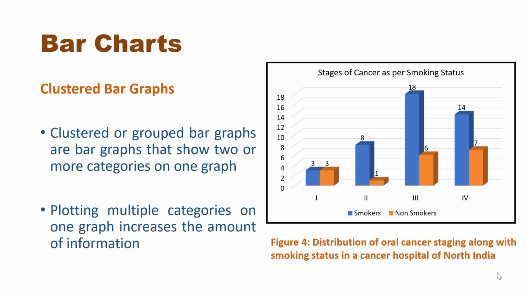Here figure 4 represents the distribution of oral cancer staging along with smoking status in a cancer hospital of North India. So here within each stage of cancer, the distribution of smokers is represented. And we can see that in stage 3, the majority of the patients are smokers. In fact, except for stage 1, for every stage, the number of smokers is higher.